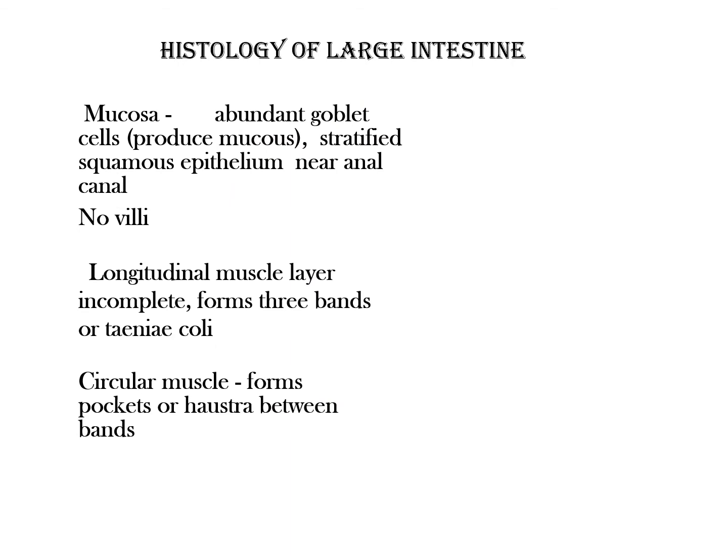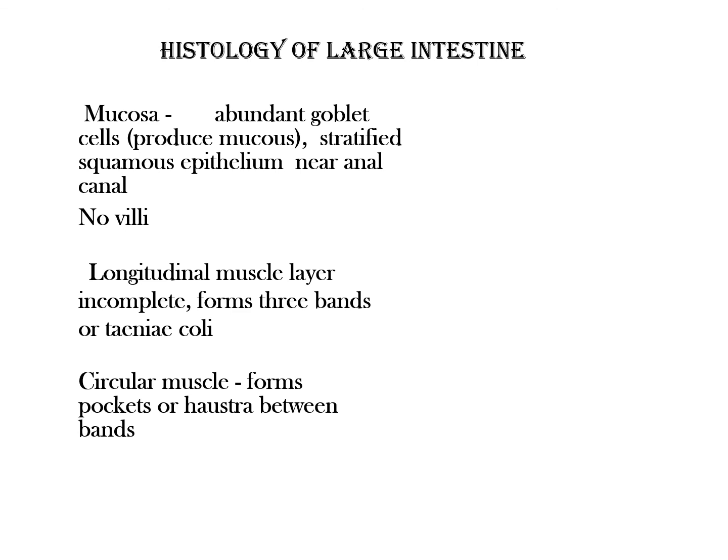Histology of large intestine. Histologically, the large intestine has several notable differences from the small intestine. Mainly, circular folds and villi are absent in the large intestine. The first layer, which is the mucosa, has abundant goblet cells which produce mucus. The mucosa layer is made up of stratified squamous epithelium near the anal canal. Goblet cells are also present here, which secrete mucus that eases the movement of feces and protects the intestine from the effect of acids and gases which are produced by enteric bacteria. No villi are present in the large intestine.